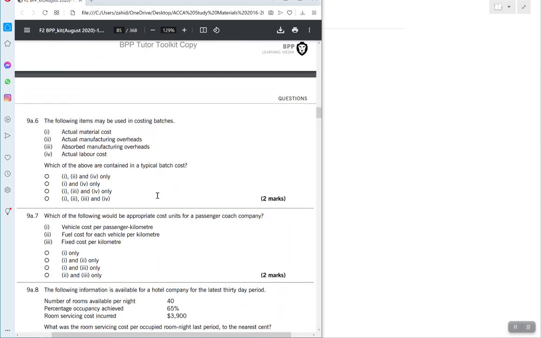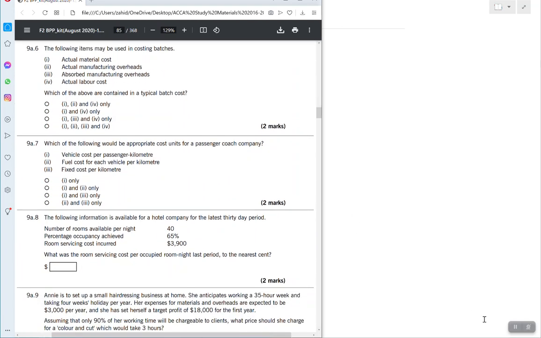Which of the above are contained in typical batch cost? The following items may be used in costing batches: actual material, actual manufacturing overheads, absorbed manufacturing overheads, actual labor. Actual material we use. When there is an option between actual and absorbed overheads, remember we use absorbed, because overheads are usually not known until the end. So absorbed overheads and actual labor hours. So we have 1, 3, and 4, which is answer C in this case.